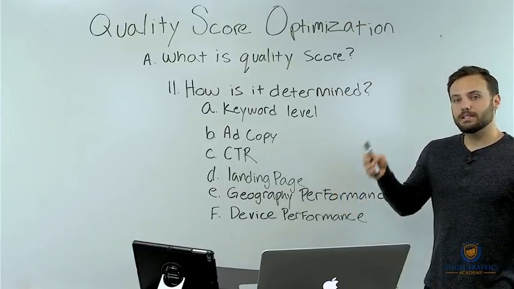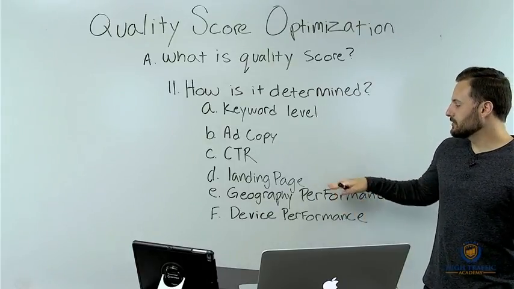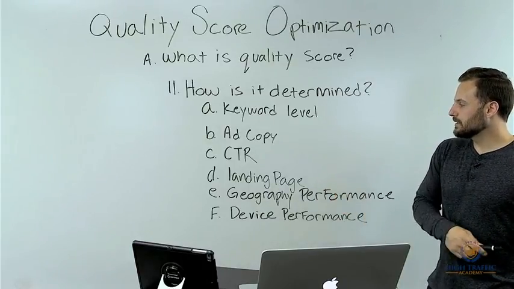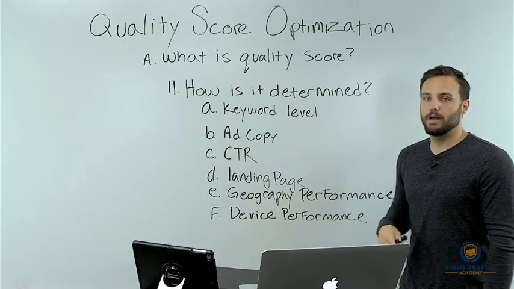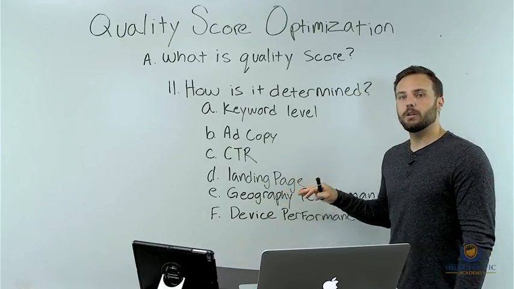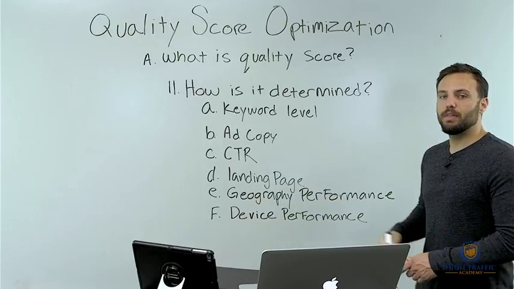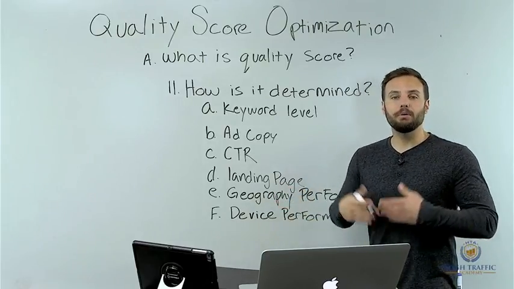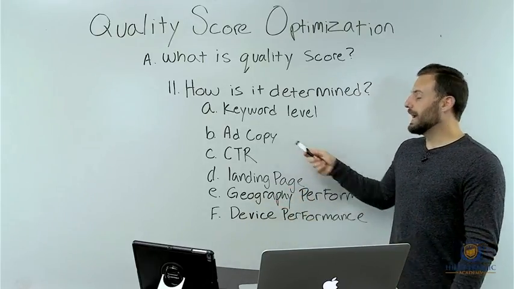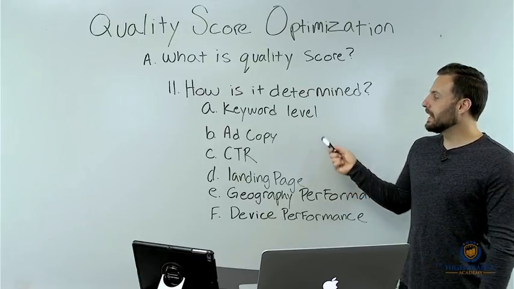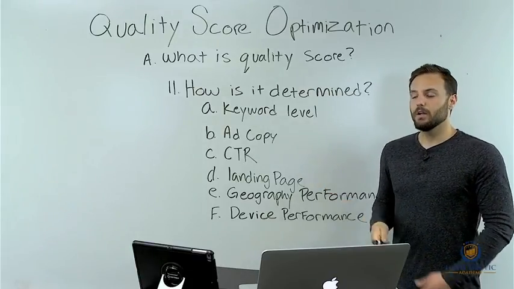Now, the next performance factor is your landing page, and this is determined once the user clicks on your ad and lands on your actual landing page. Google looks at things like your load time, the copy on the page. Is it relevant to the ad copy that you included in your text ad, which should be relevant to the keyword?